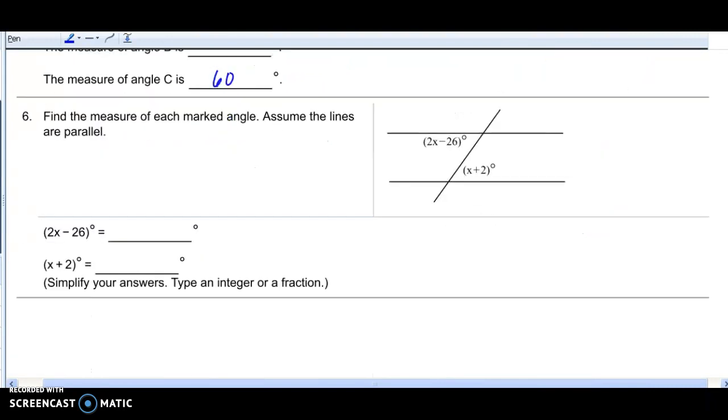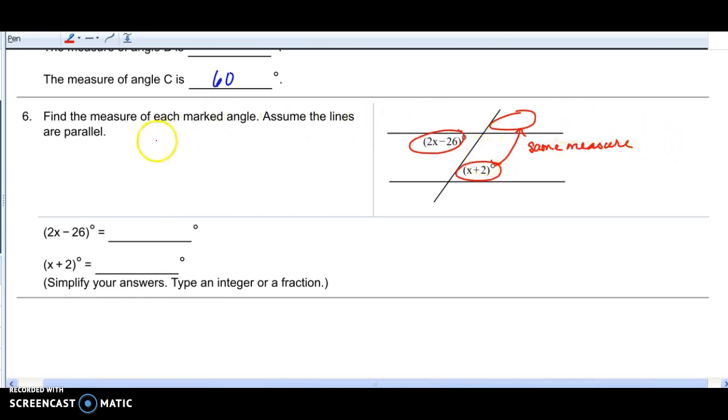Parallel lines. We have a transversal cutting through those parallel lines. We want to find the measure of those two angles. If we remember, vertical angles have the same measure, so this angle has the same measure as that angle. And not only do vertical angles have the same measure, but corresponding angles have the same measure. So this guy corresponds to that guy, so they have the same measure.